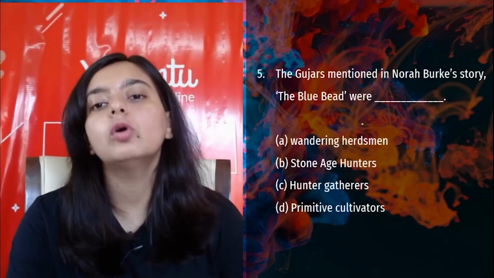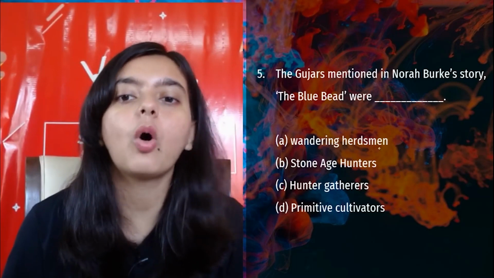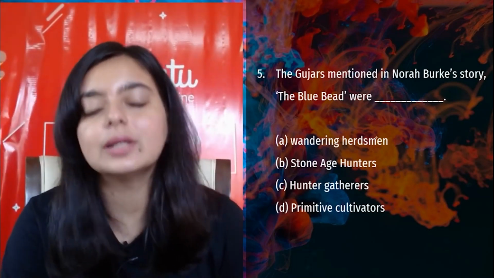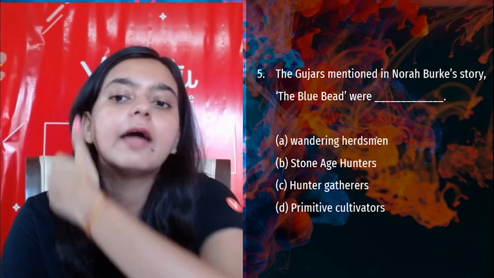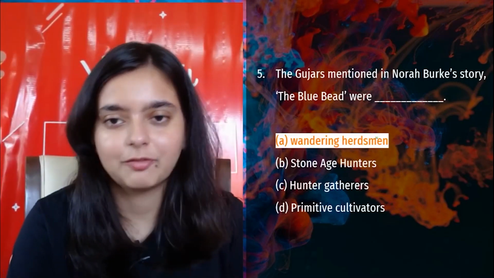Next is from The Blue Bead. The Gujars mentioned in the story, The Blue Bead, were obviously a very, very simple question. The answer is the wandering herdsmen. Very, very easy question, of course.